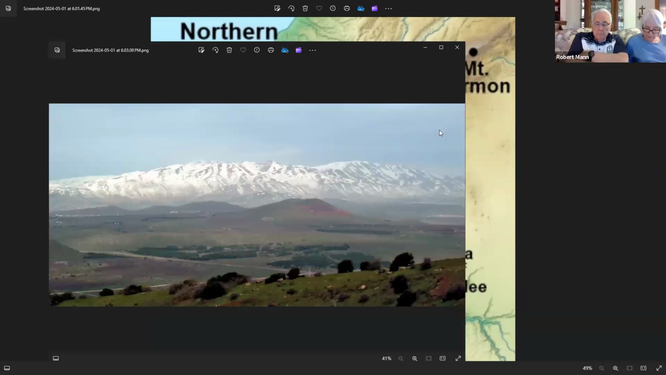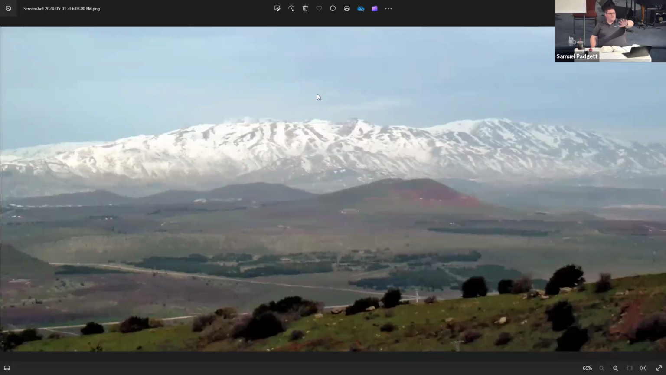This is a picture across the valley towards Mount Hermon. That mountain range is almost always snow-covered. The snow that melts from Mount Hermon flows down. It's what fills the Sea of Galilee. The Sea of Galilee runs into the Jordan River. The Jordan River goes into the Dead Sea. When they're talking about the dew from Mount Hermon, they are literally talking about the water that brings life to the entire valley.